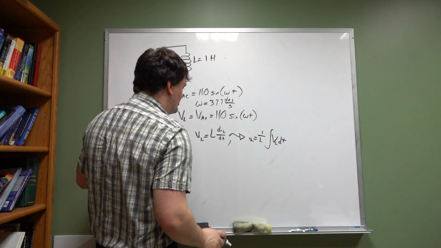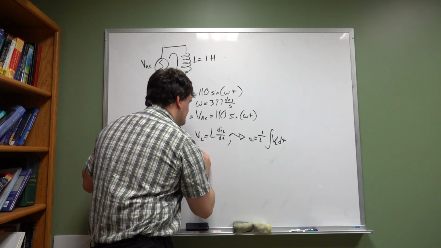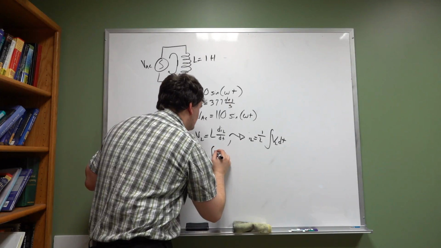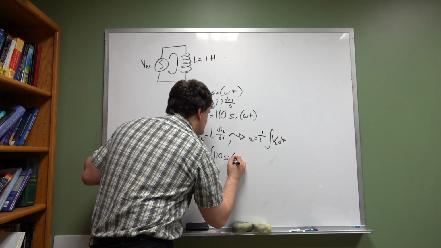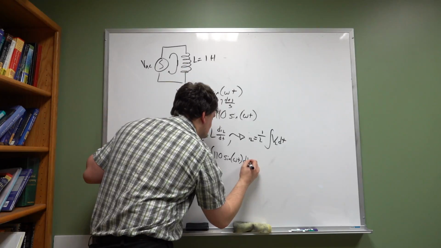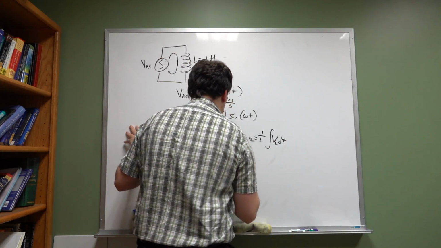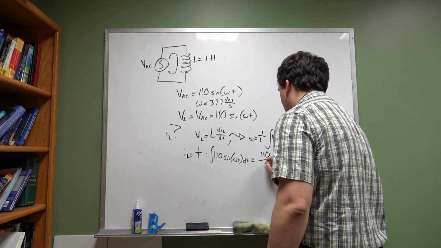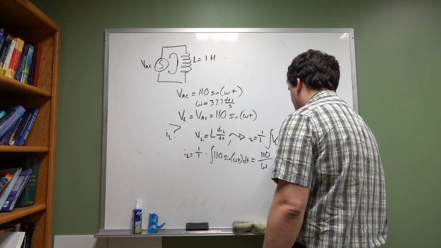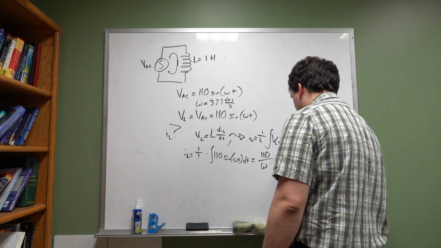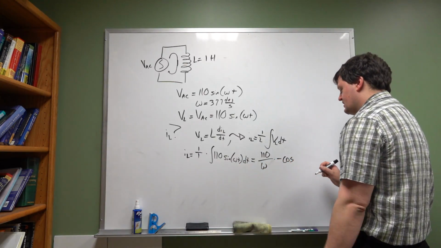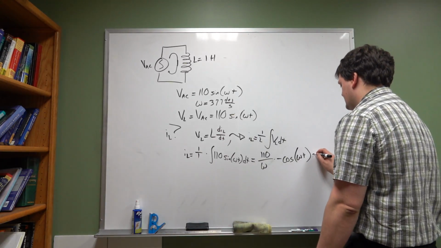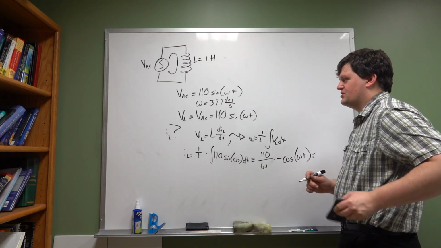So we'll take the integral of 110 sine, so IL is equal to 1 over, well, it's 1, times the integral of 110 sine omega t dt. The integral of this is 110 over omega times negative cosine omega t, because the integral of sine is a negative cosine. Okay, which this is 110 divided by 377.